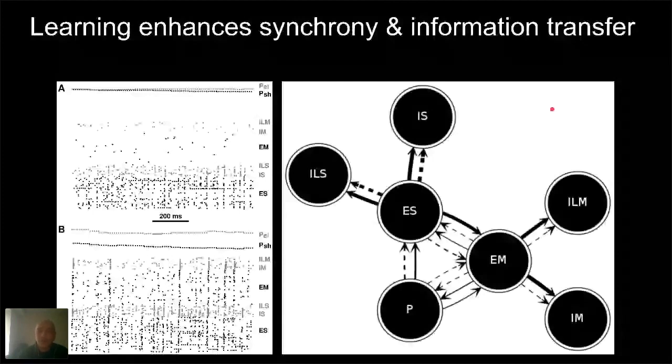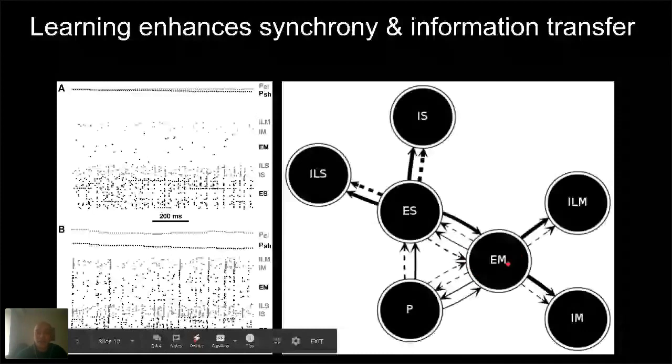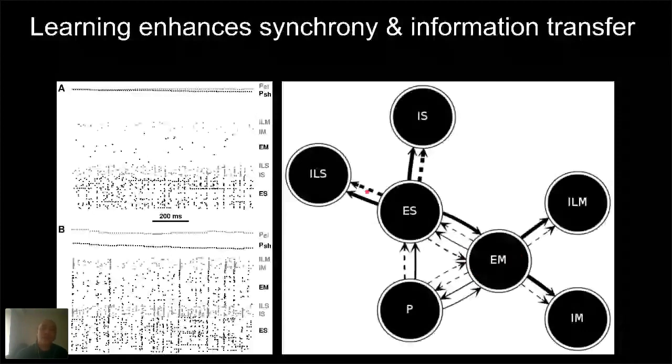So these circles here are the different populations in the model. So ES is the sensory neurons, EM is the motor excitatory neurons, I is for the interneurons. So before training, the dashed lines represent the strength of the information flowing between the populations, and the solid lines are after training. So certain populations increase their information transfer. For example, the sensory neurons increase the transfer of information to the motor population. So that suggests that the sensory information is being used more effectively to drive the output.